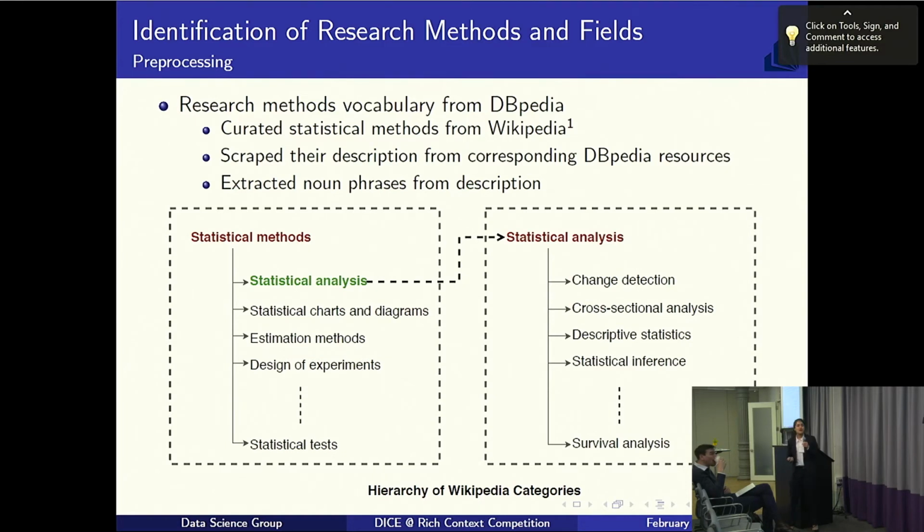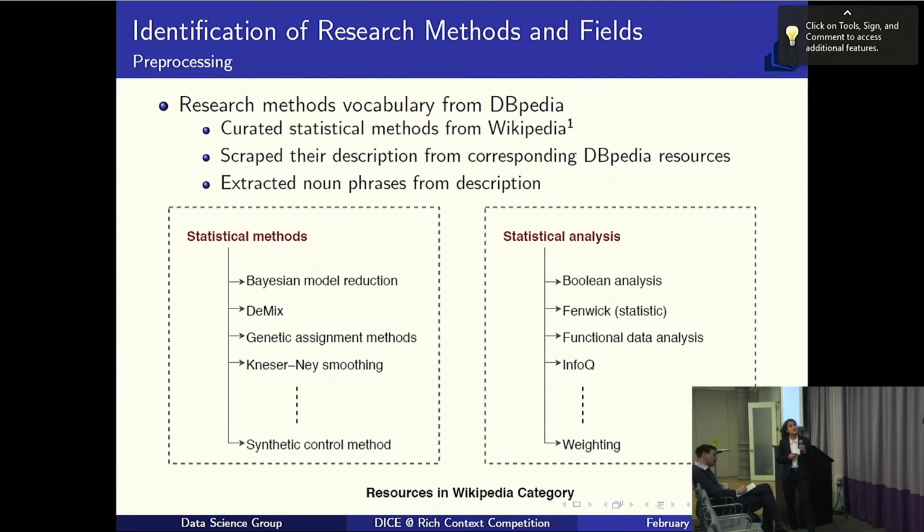Okay. So for research methods, we created our own vocabulary using Wikipedia. Basically, we went down the hierarchy of subcategories belonging to the category statistical methods. Then, we fetched all the relevant statistical methods that were present either in the subcategory or the category itself. Our aim was to fetch all the relevant statistical methods, the labels of the methods, and the description from Wikipedia. Once we had the labels and descriptions, we gathered their noun phrases.